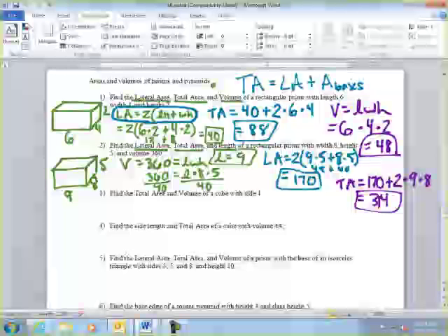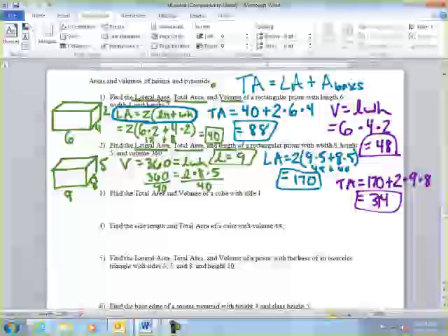Questions on number 2? Which order you put the lateral? It does not. You could do 2 times 9 or... You have to make sure you're using the right pieces. So you have to make sure that in each pair you're using a height, that you're not doing the length times the width, because that would be the bottom, and we don't want the bottom and the top in the lateral area. And then just make sure that you're following the order of operations when you do your evaluation.